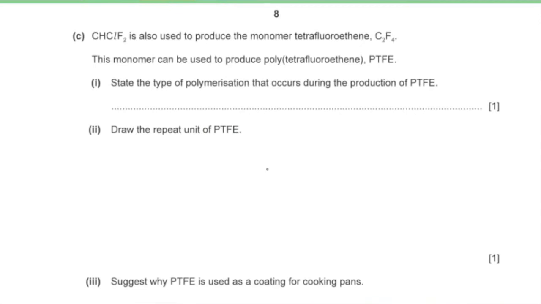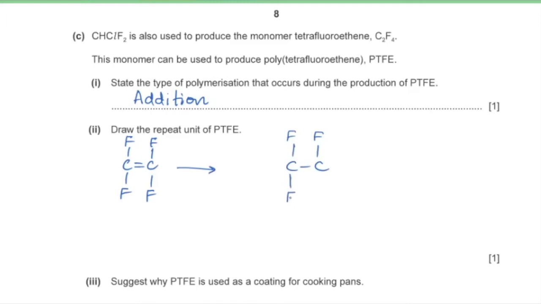Part C, CHClF2 is also used to produce the monomer tetrafluoroethene. This monomer can be used to produce polytetrafluoroethene. State the type of polymerization that occurs during the production of polytetrafluoroethene. So this is addition polymerization. Draw the repeat unit of tetrafluoroethene. So C2F4 is C=C double bond and 2 F on each carbon atom. This will polymerize to polytetrafluoroethene, where this double bond breaks and two new single bonds will form on either side.